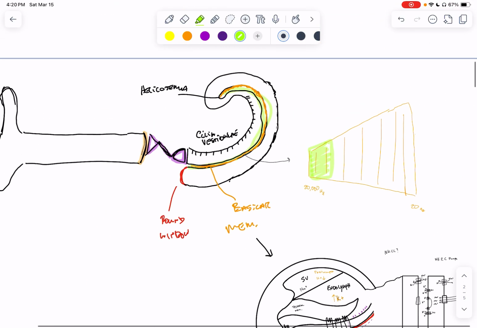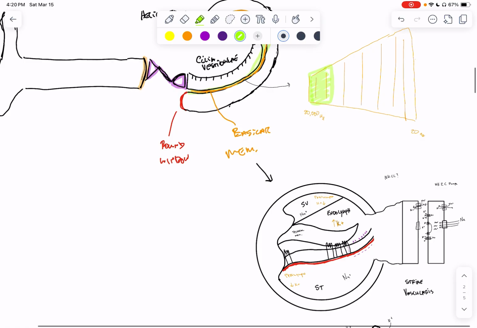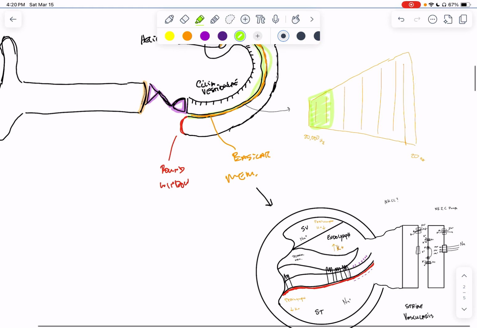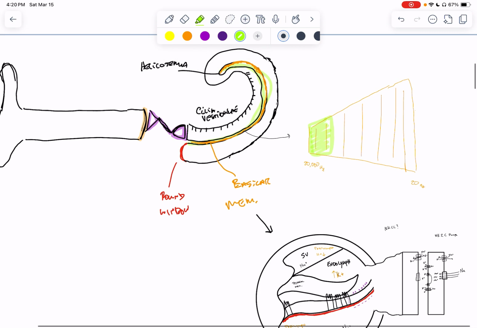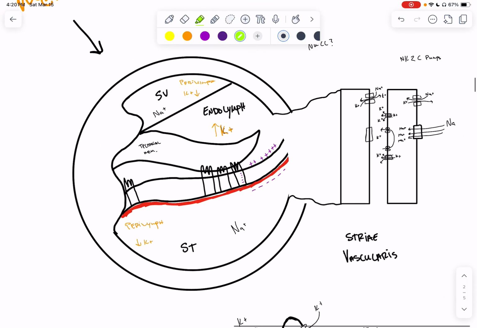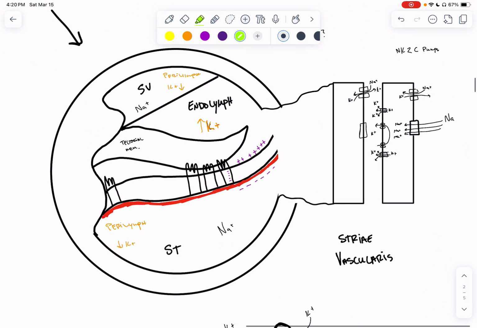Okay, let's see what else. Now what we're going to do is zoom in even further on the basilar membrane. We're going to have this little diagram drawn that shows a few different areas of the inner ear that is actually how the action potentials are transduced to the brain for hearing.